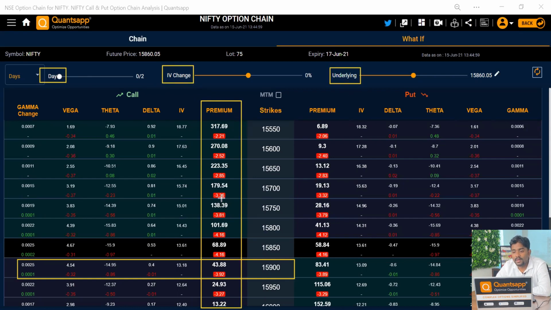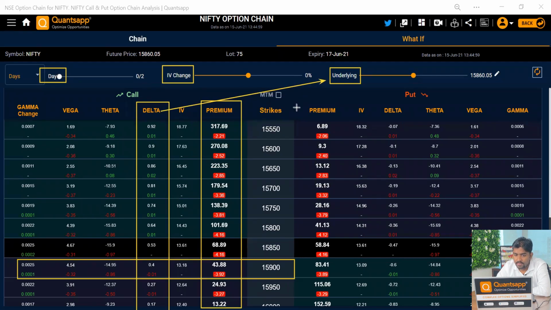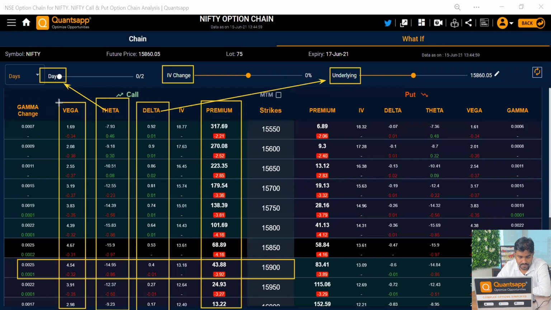So here we need to discuss three major points. First is the delta. We are talking in terms of option Greeks, delta. Delta is directly related to the price movement. Second is theta. Theta is basically related to the time of this option. Third one is Vega. Vega is basically related to volatility. These are the three things we need to look for. It is the same for put also.